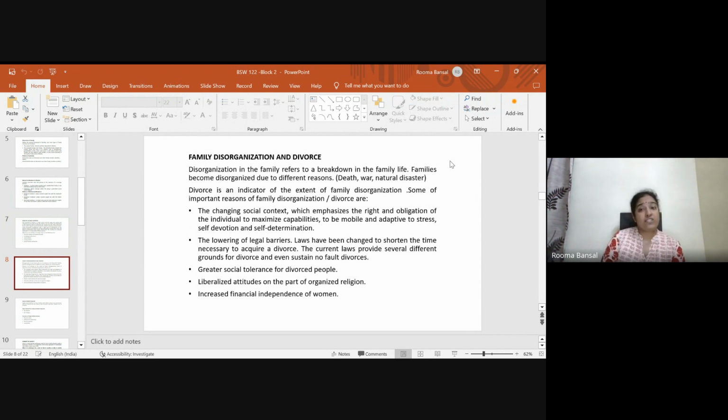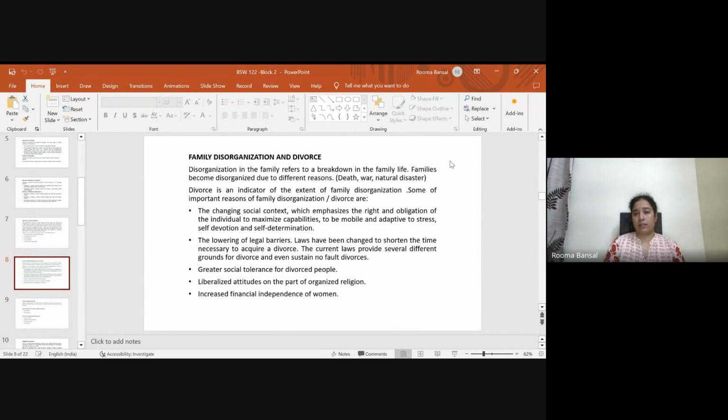Now the structure is changed. Suppose, I'm giving an example of a nuclear family: husband, wife and their dependent children. By the death of the father, the female member of the family has lost her spouse, her partner, and the children have lost their father. Family structure is changed, disorganized. It is not like before.